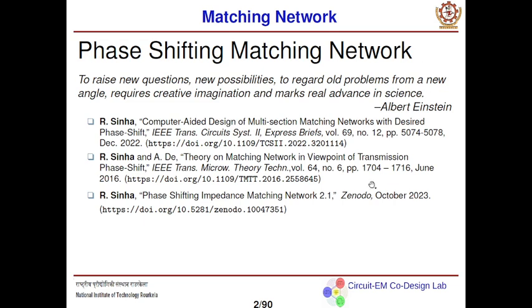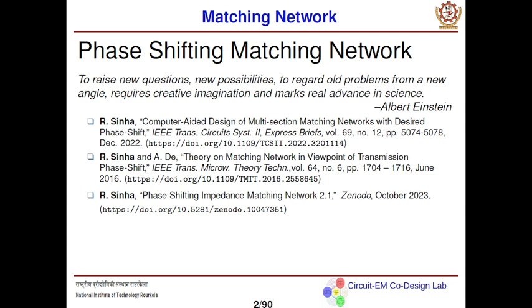Before starting this presentation, I would like to begin with a quote from Professor Albert Einstein. "To raise new questions, new possibilities, to regard old problems from a new angle requires creative imagination and marks real advance in science." I am reading this quote in the perspective of phase shifting matching networks.